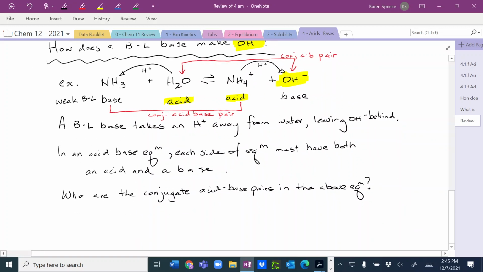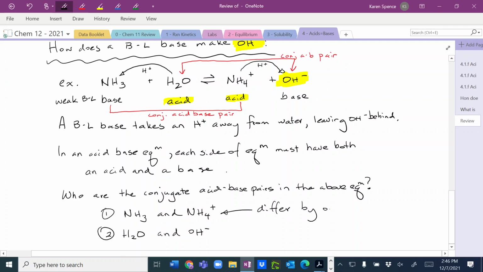So if we had to list them, we'd say we have NH3 and NH4 plus, and we have H2O and OH minus. And I'm just going to write down once again, they differ by only one H plus, just to remind us.